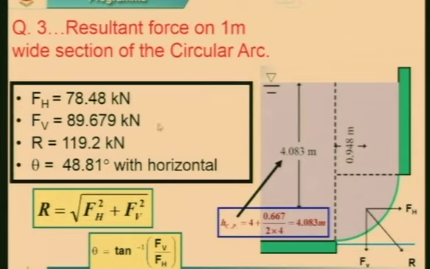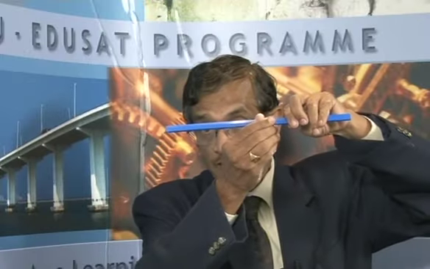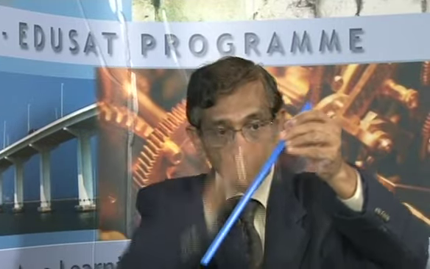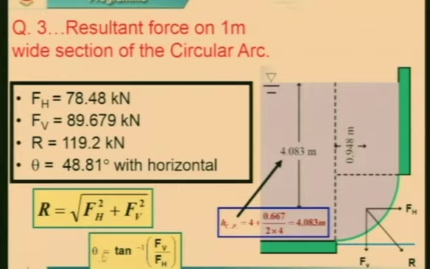Now we would like to know the resultant force. As I mentioned to you earlier also, it has got a horizontal component and a vertical component, so a resultant will be there. What is that resultant? It will be the square root of FH square plus FV square, that you will get the resultant value, and the angle is calculated based on theta is equal to tan inverse FV by FH. So if you do that, you get R is equal to 119.2. You can calculate or verify with your calculator, and the theta is 48.81. It means this angle is 48.81.